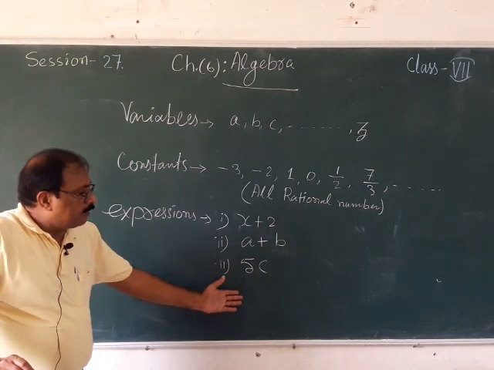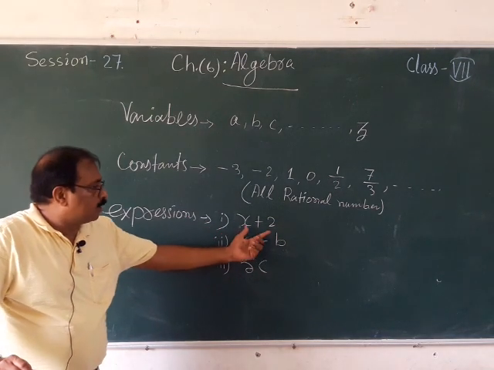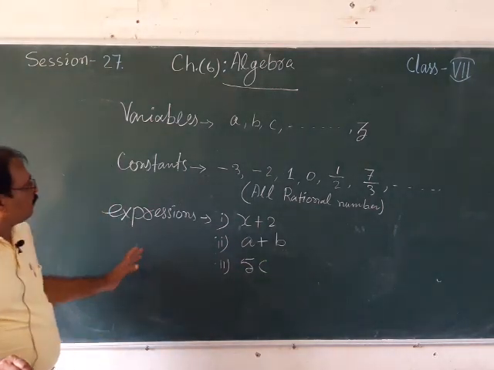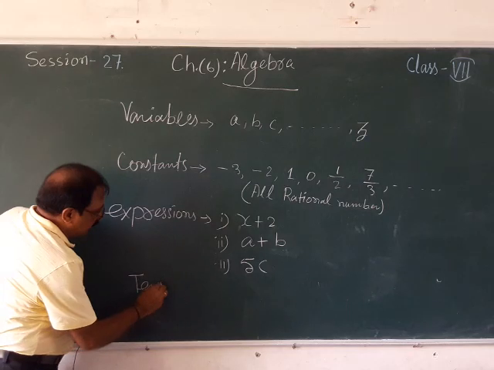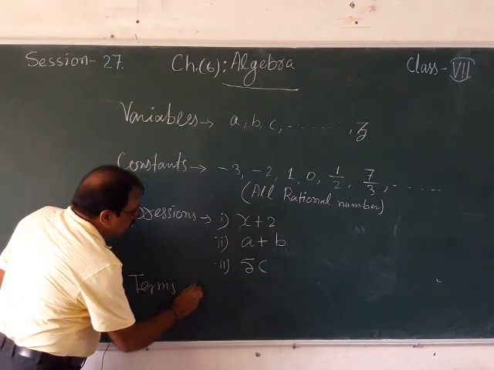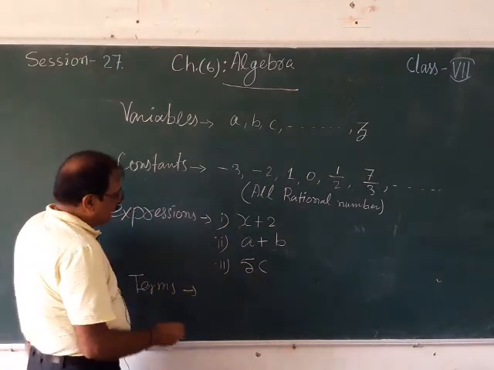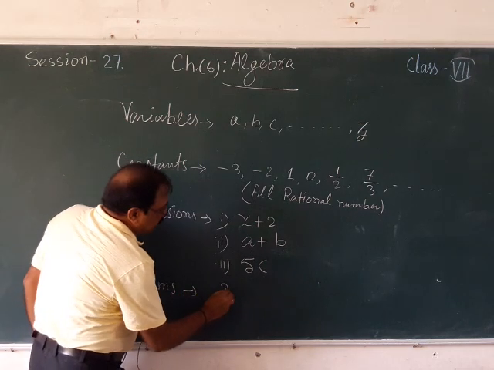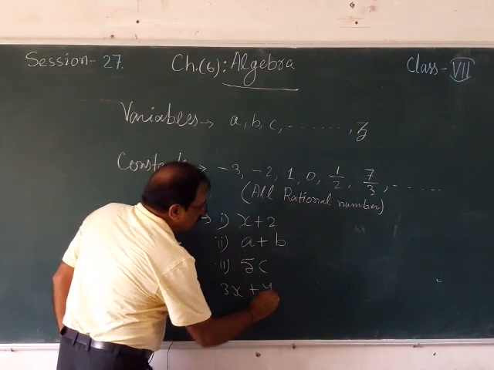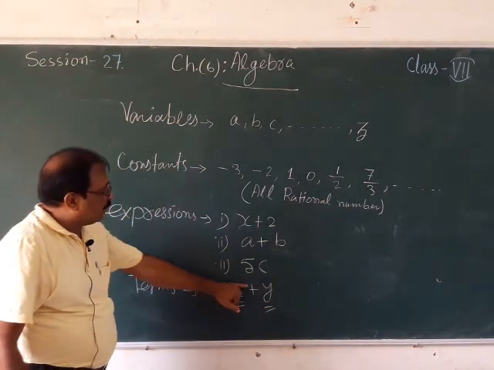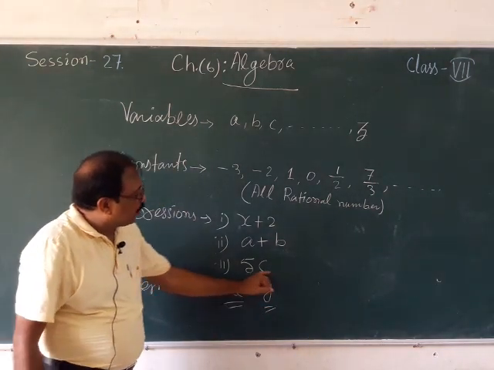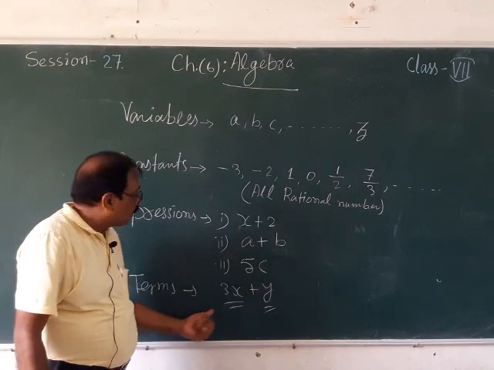So expressions can be of any form. There may be 2 terms, then there may be 3 terms. Once again I am repeating what terms are. Suppose I am writing 3x plus y. Here x and y are separated, so 3x is one term and y is another term. So there are two terms.